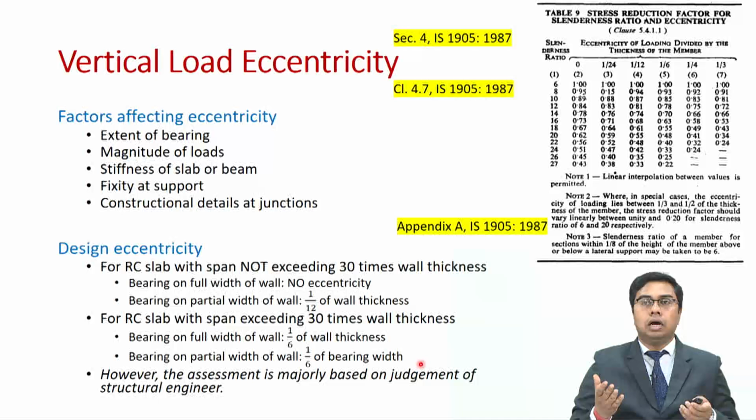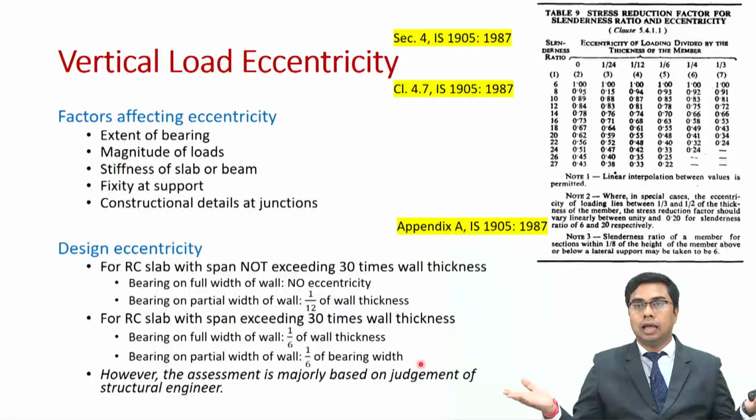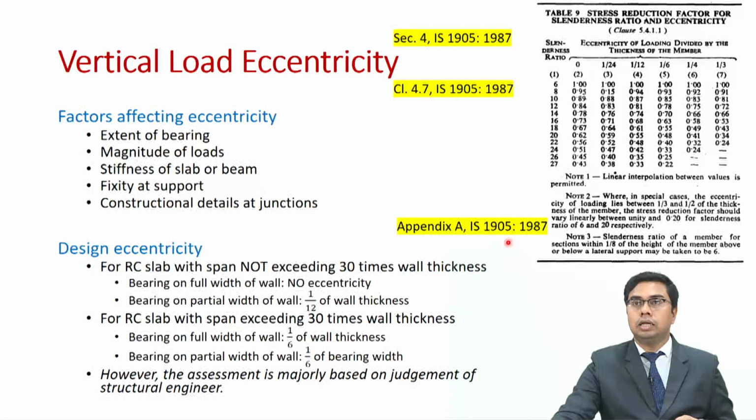So, for an RC slab with a span exceeding 30 times the wall thickness, that is for large span slabs, whether it is bearing on full width or partial width of the wall, the eccentricity shall be equal to 1/6 of the bearing width. If it is bearing on the full width of the wall, then obviously that bearing width shall be equal to the wall thickness. Okay. So, we have provided you some guidelines obtained from Appendix A of IS 1905, which gives you the detail about design eccentricity. However, it majorly depends on the judgment of the structural engineer.